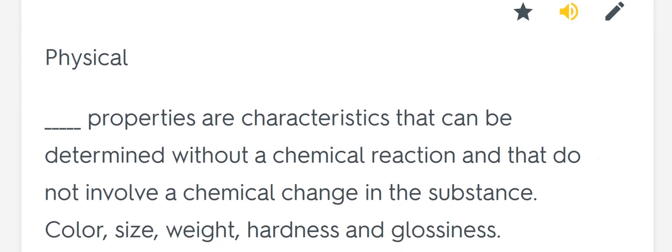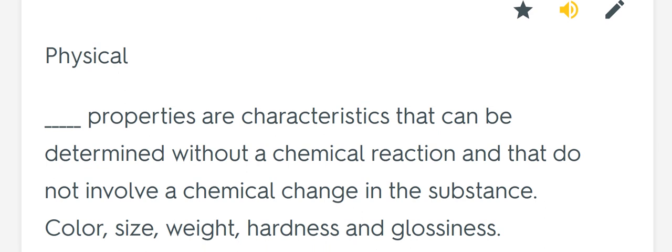Physical properties are characteristics that can be determined without a chemical reaction and that do not involve a chemical change in the substance: color, size, weight, hardness, and glossiness.